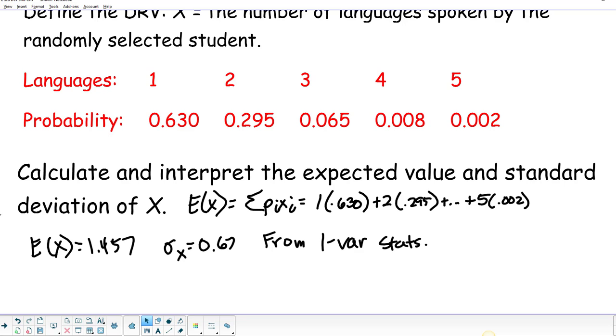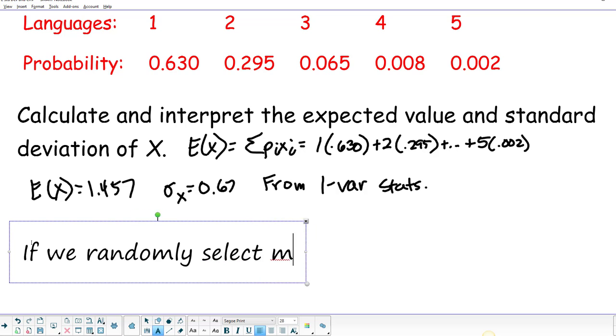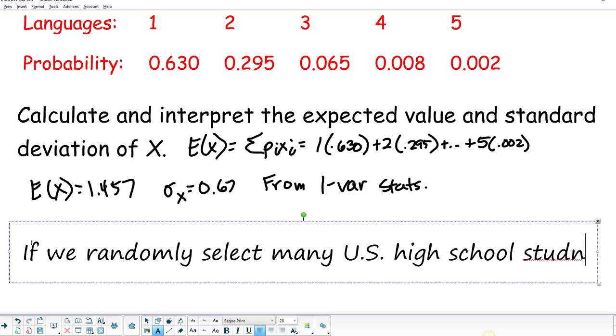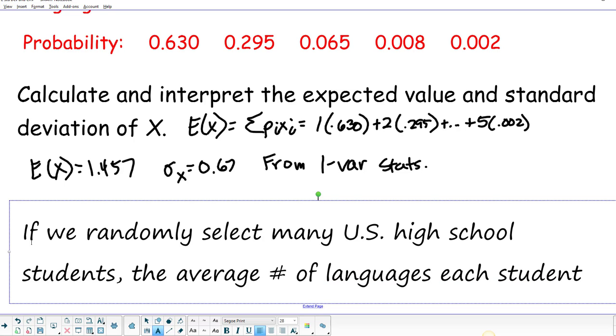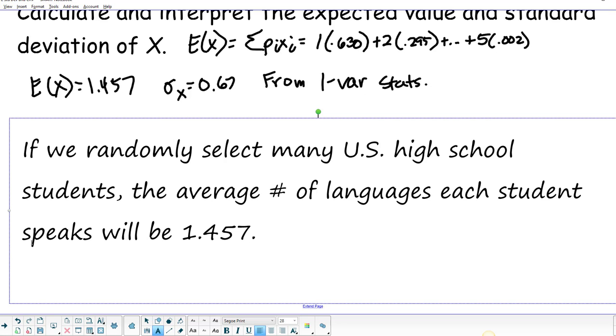Okay? Now, the next thing we have to do is actually type out our interpretation. So, typing out the interpretation, we just use those same sentence starters that we did before. If we randomly select many U.S. high school students, the average number of languages each student speaks will be 1.457. So that's interpreting the expected value, right?